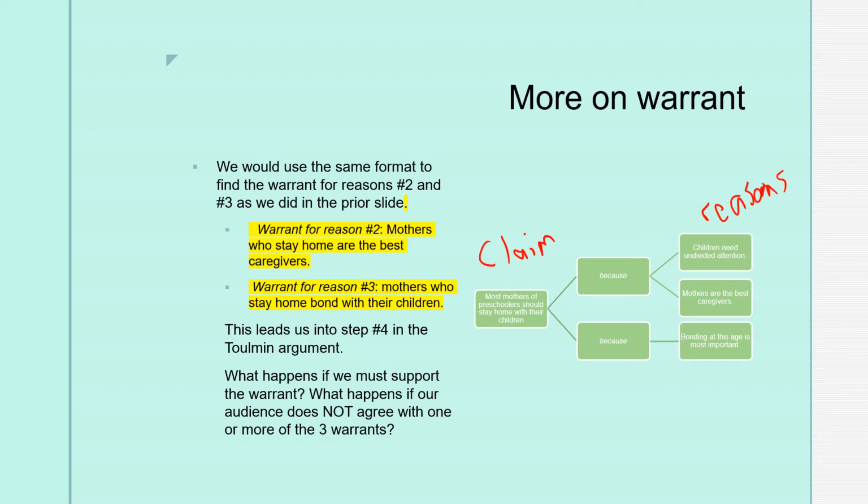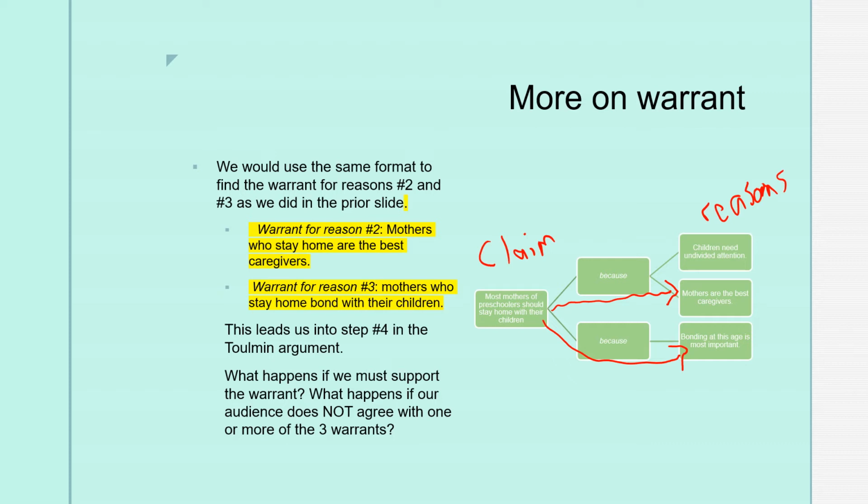And what we would do is we would use the same format to find the warrant for reasons number 2 and number 3 as we did in the prior slide. So we would connect the claim to reason 2, we would connect the claim to reason 3. So the warrant for reason 2, first, before I tell you how I found the warrant, I'm going to repeat the reason. Mothers are the best caregivers. Now, that is an arguable reason. We would have to find evidence that supports our assertion, our argument that mothers are the best caregivers.